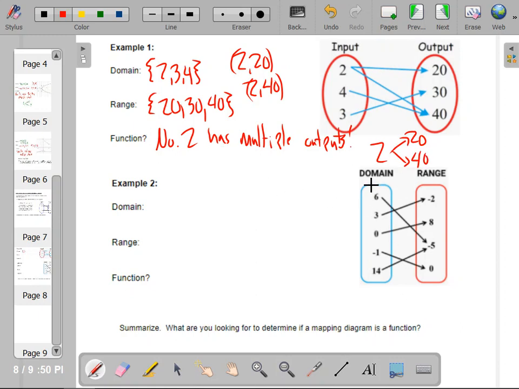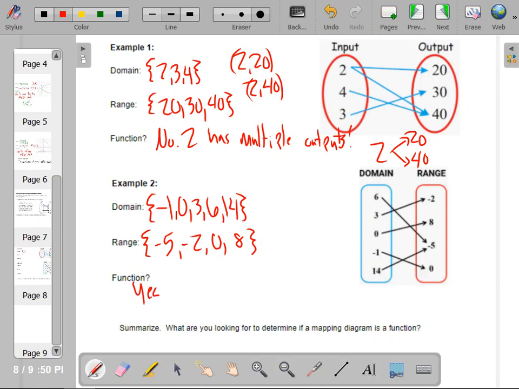One more. For the domain, I'm going to do this in ascending order: -1, 0, 3, 6, 14. That's my domain. My range would be -5, -2, 0, and 8. Is it a function? 6 only maps to one number. 3 only maps to one number. 0 maps to one number. -1 maps to one number, and 14 maps to one number. So yes, no input has multiple outputs.